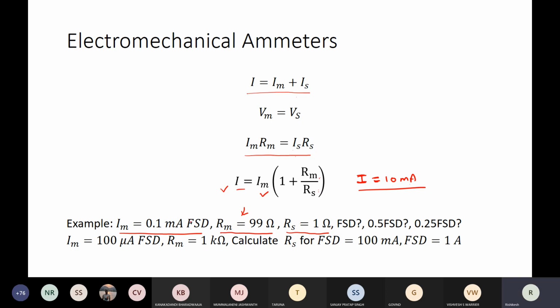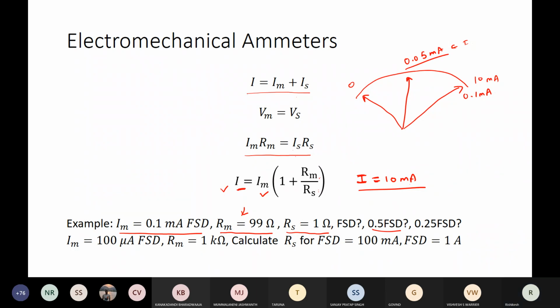Okay. Now, let's say this is a scale. So from 0 to 10 milliampere. So how much is 0.5 full scale deflection? Remember, the actual meter has a range from 0 to 0.1 milliampere only. So half scale, 0.5 full scale deflection, means 0.05 milliampere. So when Im is 0.05 milliampere, how much is I? 5.